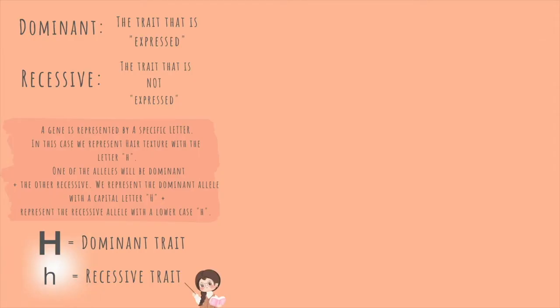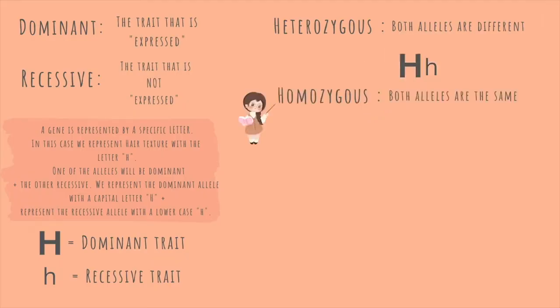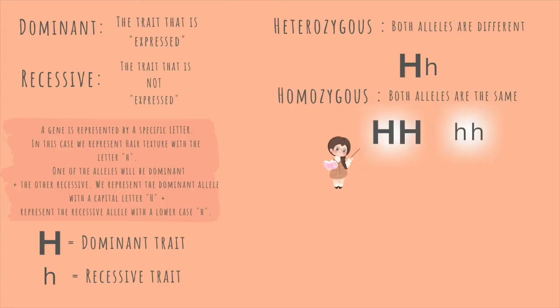So here we have a capital H representing the dominant allele or trait, and a lowercase h representing the recessive allele or trait. When we say the alleles are heterozygous, we already know that means the alleles are different. This is what it looks like, a capital letter and a lowercase letter together. And when we see homozygous, we know this means both alleles are the same. This is what homozygous looks like. Either we have two uppercase letters together, or we'll have two lowercase letters together.